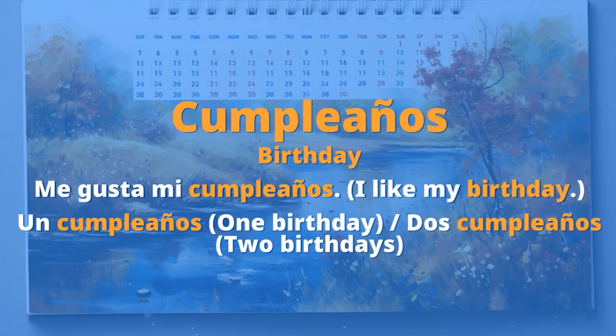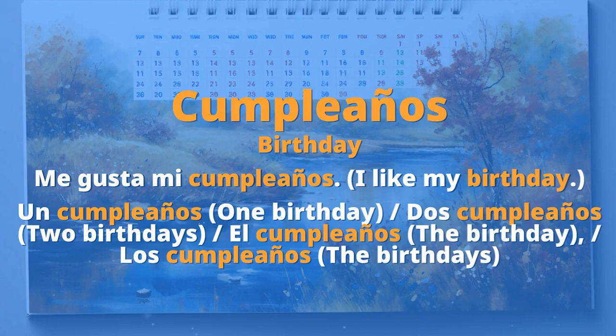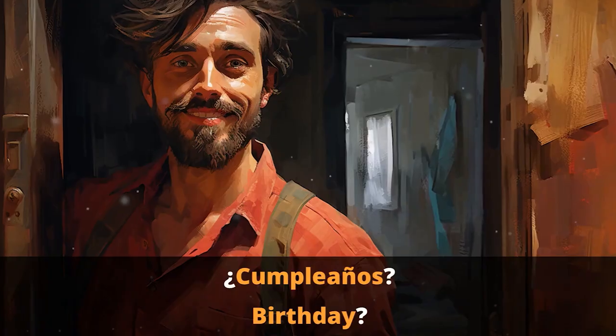Cumpleaños is also a special word because the singular and plural forms are the same. So you can say un cumpleaños, one birthday, or dos cumpleaños, two birthdays. However, the definite and indefinite articles do change depending on the number. So, el cumpleaños, the birthday, is los cumpleaños, the birthdays. And un cumpleaños, a birthday, is unos cumpleaños, some birthdays.